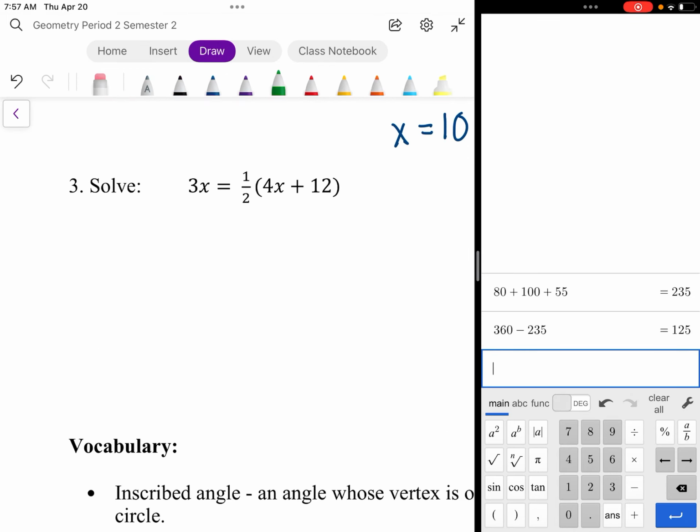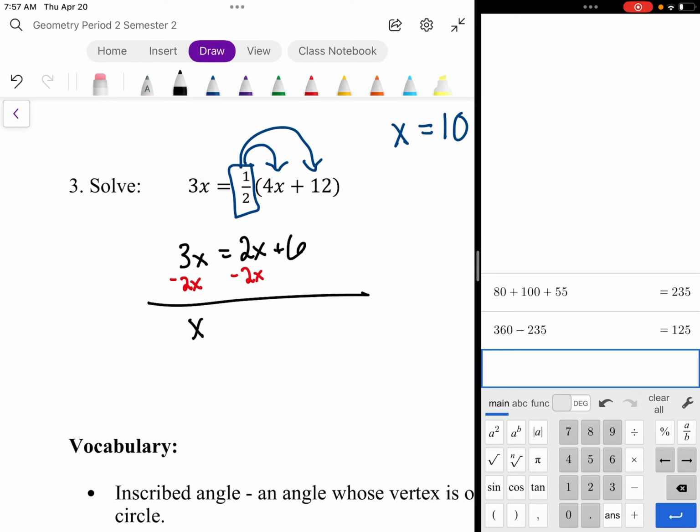For number 3, we're reviewing a little bit of solving equations. So when you have parentheses with a number out in front of it, we are going to be distributing. So if we take half of 4x, that's going to be 2x. Half of 12 is going to be 6. Then we are solving for x. 3x minus 2x is just x, and we're left with x equals 6. And this one, the only direction was to solve, so we are done with that.